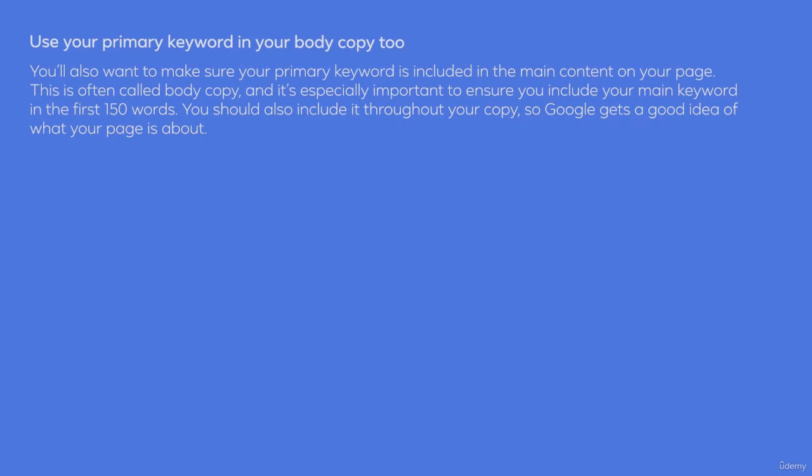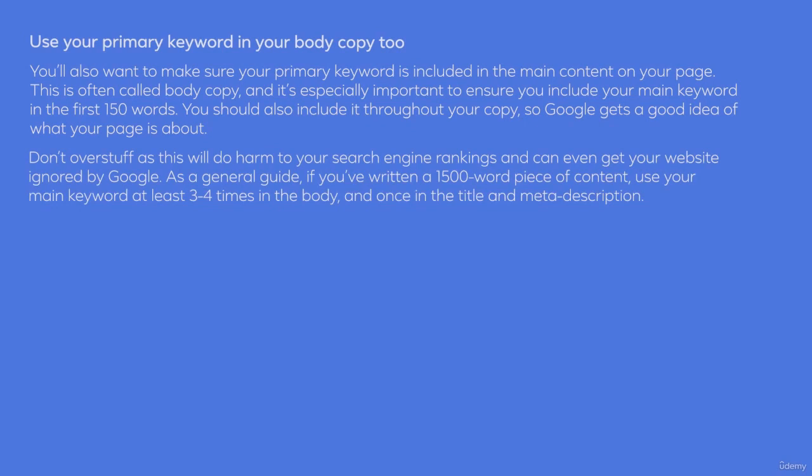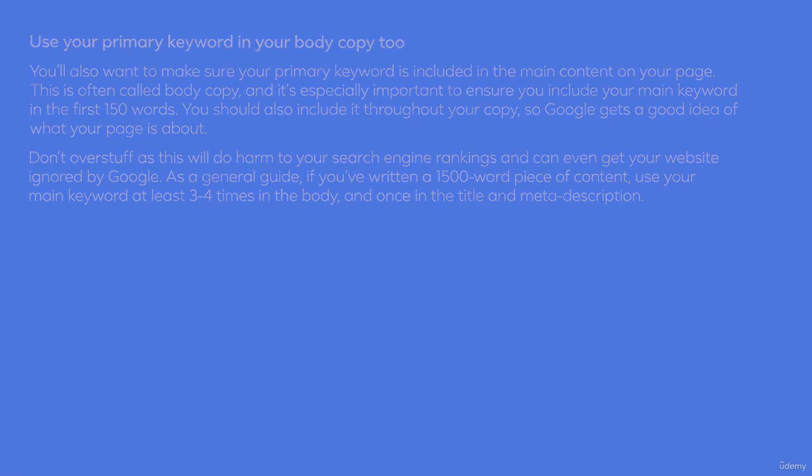Don't overstuff, as this will do harm to your search engine rankings and can even get your website ignored by Google. As a general rule, if you've written a 1,500-word piece of content, use your main keyword at least 3 to 4 times in the body and once in the title and meta description.